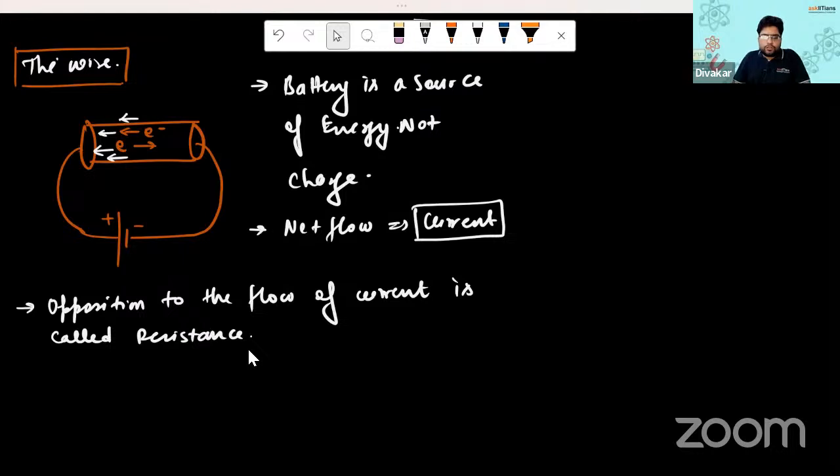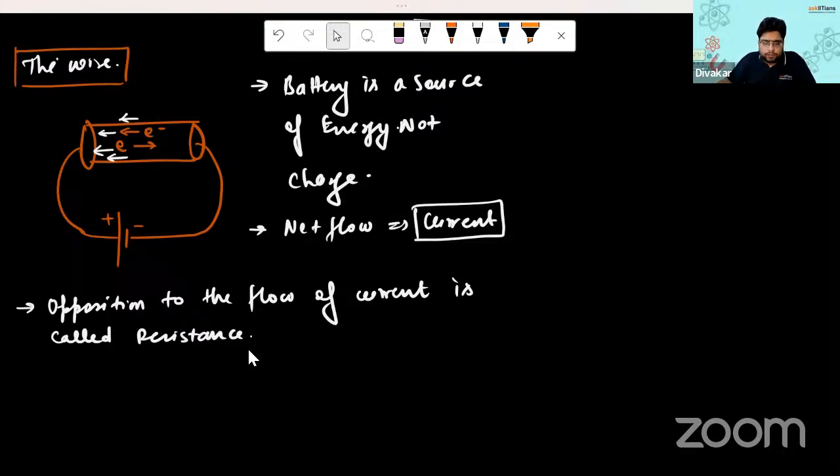But opposition to the flow of current is called resistance. So whenever an electron tries to move, not having a brain, it will collide with the lattice structure, electrons and all, and it will lose energy. And it will oppose the flow of current.